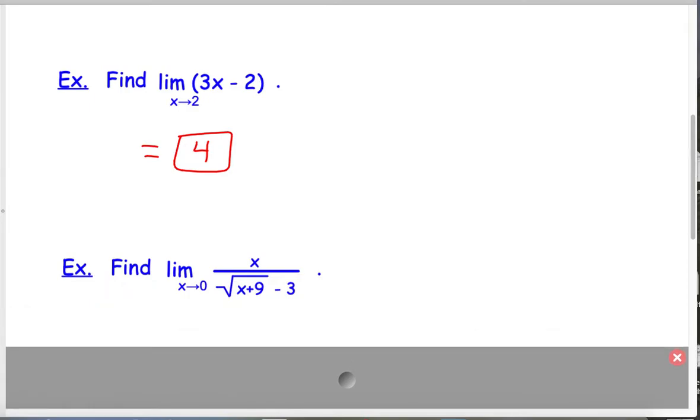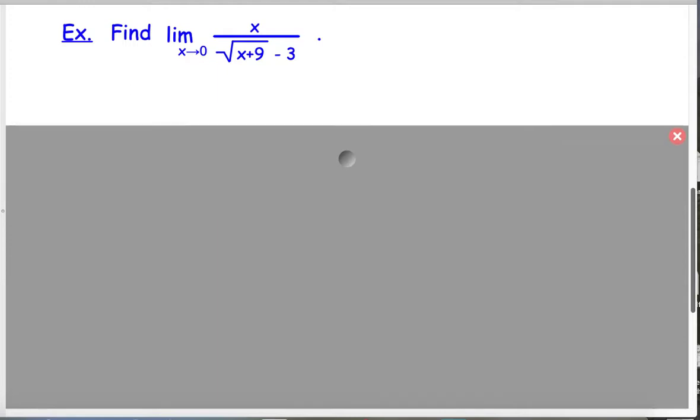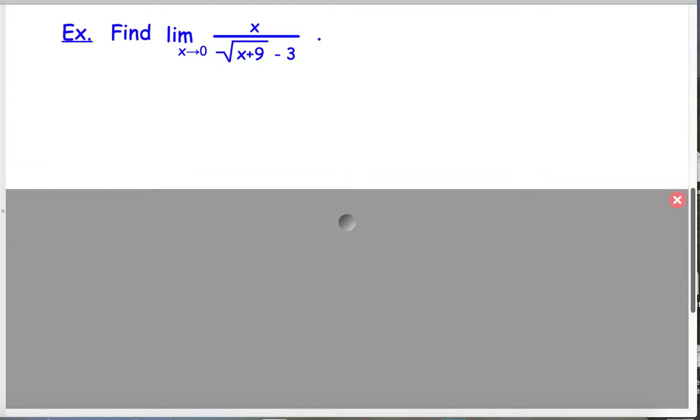All right, let's look at another one. Now this is a graph that you probably are not familiar with. Find the limit as x approaches 0 of the rational function x divided by the square root of x plus 9, minus 3. Well, you're not familiar with this graph, but you might think, why don't I just plug in 0 for x like I did before? Plug in the number for x and then simplify.